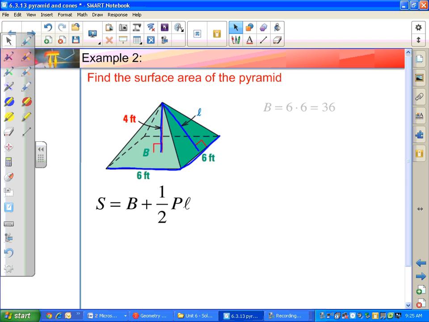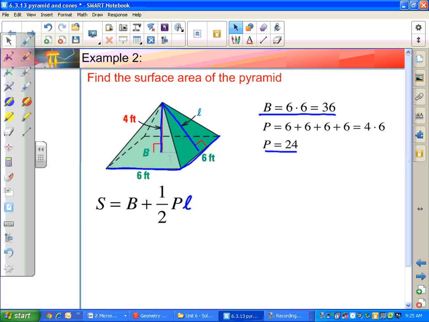Okay, first of all, capital B, the area of the base, would be 6 times 6, or 36, right? Because the base is a square. We can also find the perimeter. The perimeter of the base would be 6 plus 6 plus 6 plus 6, or 4 times 6, so the perimeter would be 24. So we have capital B, we have capital P. The only thing that we don't have yet is the slant height.